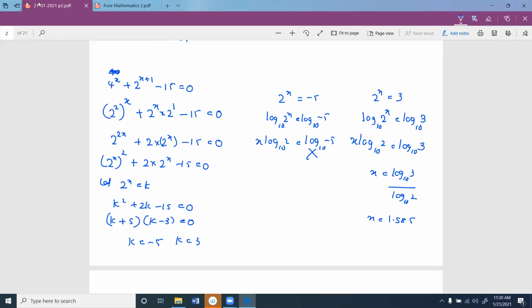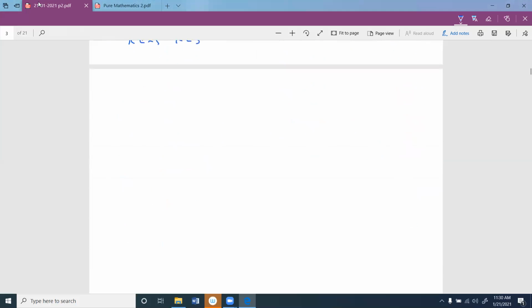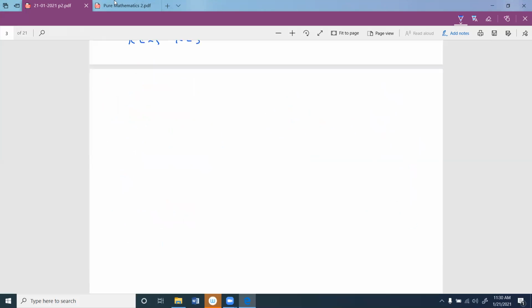1.585. Yeah, that's a way of getting this answer. Okay, right. That's a way of doing this. Right. Okay. Yes. Let's see how to solve this kind of a question with it. I think we need to learn this kind of situations.